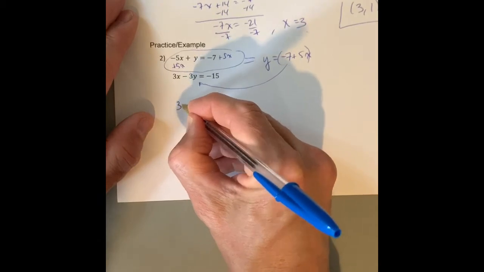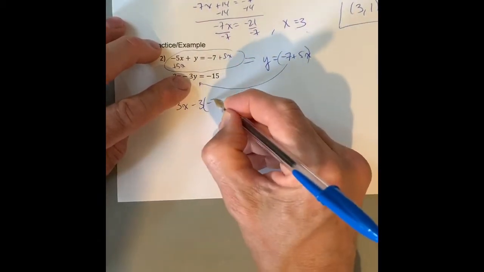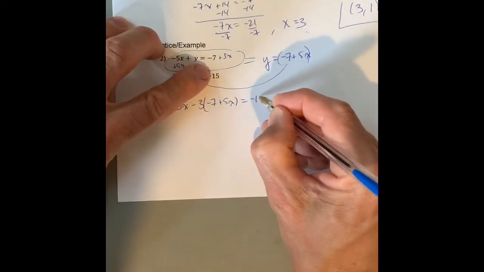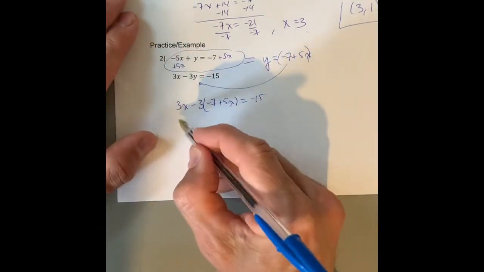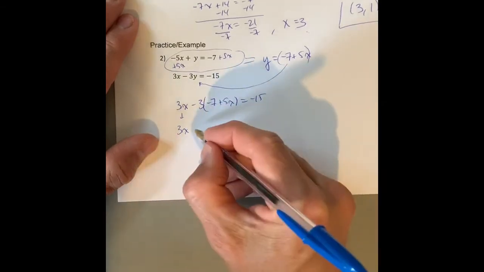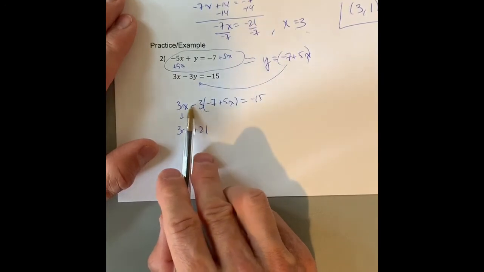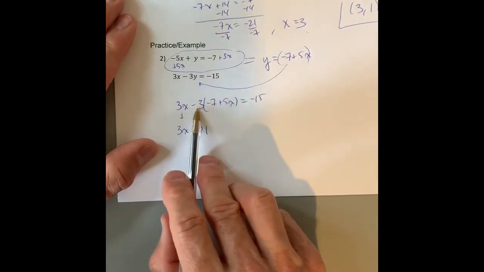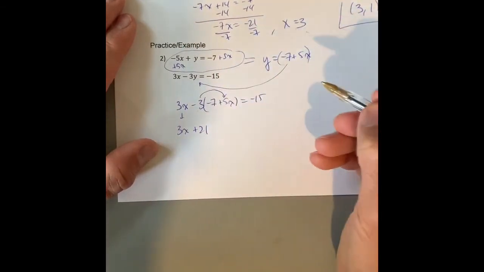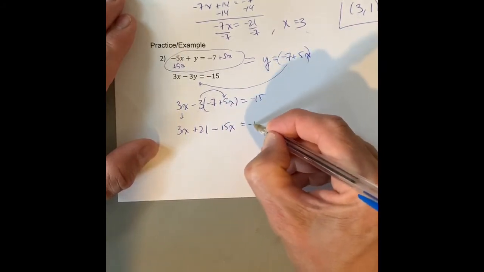So you've got 3x minus 3y, but what is y? That whole bracket. Minus 7 plus 5x equals minus 15. So the 3x stays the same. Minus 3 times minus 7 is plus 21. Let's pause. Remember that negative in front of the 3, we think it's subtraction, but it's important we include it. Negative 3 times negative 7, positive 21. Negative 3 times positive 5 is negative 15x equals negative 15.